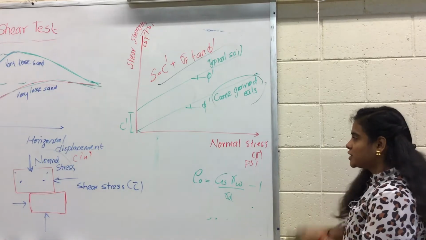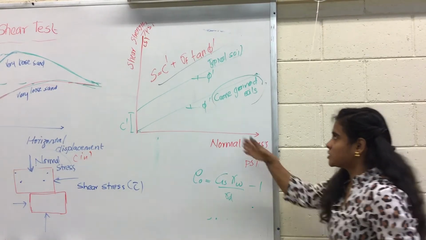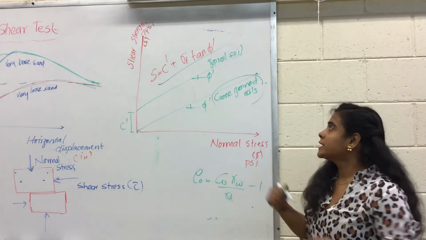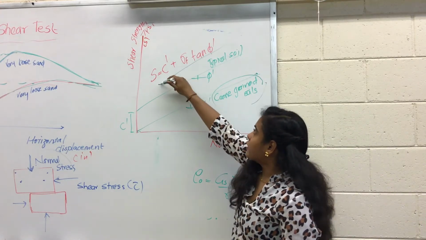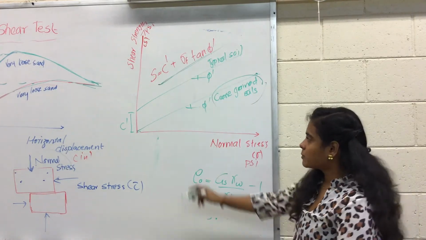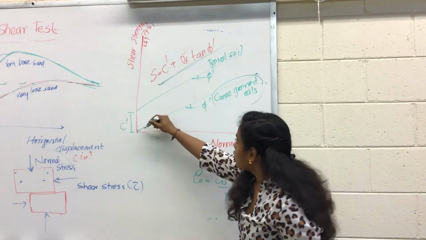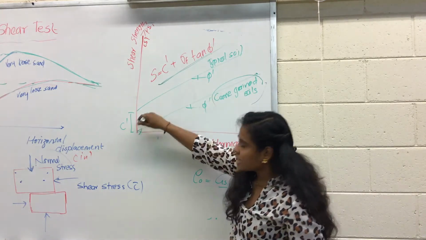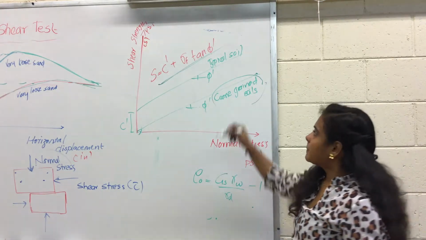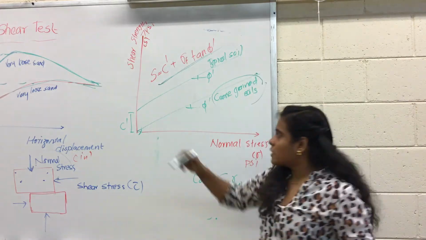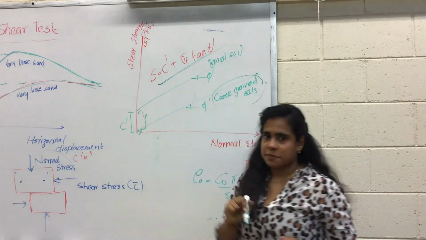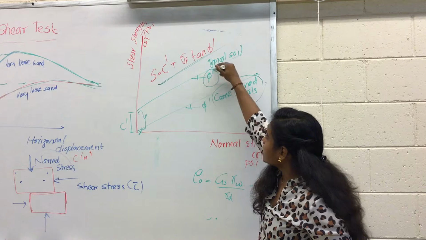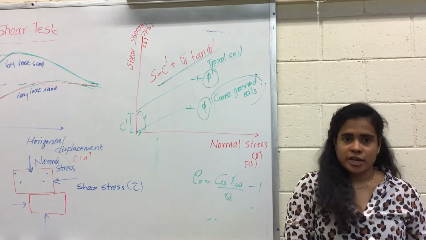So the next objective is to plot normal stress versus your shear strength. We'll be using the Mohr-Coulomb failure envelope for plotting this. From the plot you can see that for coarse-grained soils, the cohesion intercept will be about 0. But for some typical soils, there will be some cohesion intercept. And from the gradient of these slopes, you can get the friction angle.